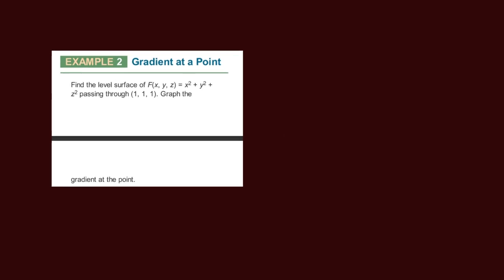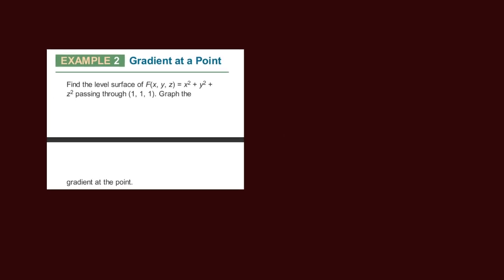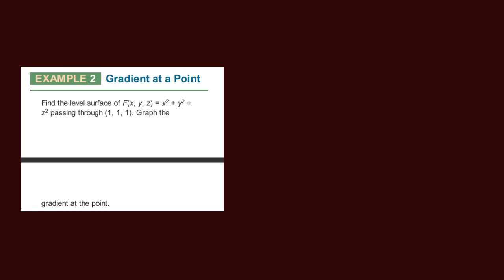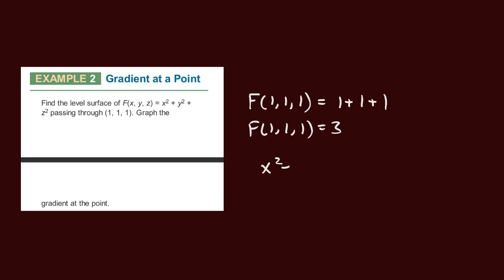Okay, so we have to find the level surface of the following, passing through that specific point, and then graph the gradient at that point. So let's find f of x, y, z at this particular point. That means f of x, y, z at that point will be 3. So we're going to graph out the following.